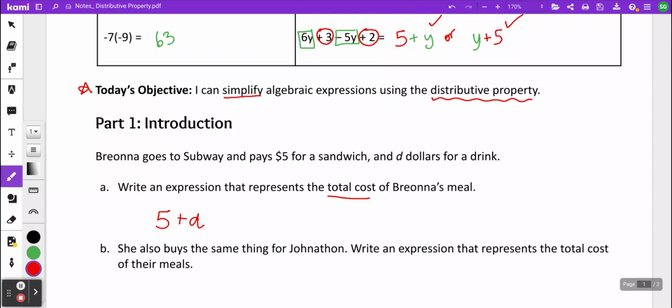Now, jumping to part B, we're told she also buys the same thing for Jonathan. So what is she buying for Jonathan? Well, she's buying a sandwich for him and a drink for him, same as what she got for herself. And for part B, the same idea. I want to write an expression that represents the total cost of their meals. So both Brianna's meal and Jonathan's meal, how much all of it together costs. I like part B because there's going to be a lot of different expressions you can write to represent the cost of both of their meals. Go ahead, pause the video now, and see how many expressions you can come up with. Don't stop at one. If you know another way to write it, go ahead and do that as well.